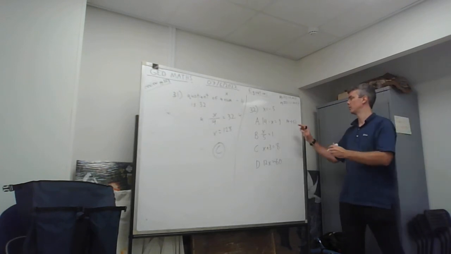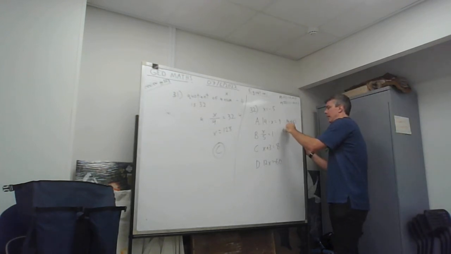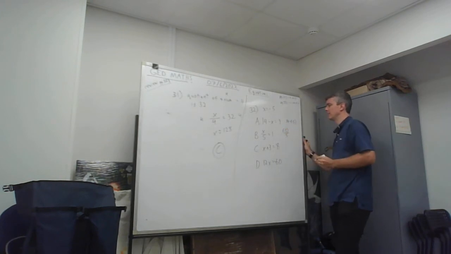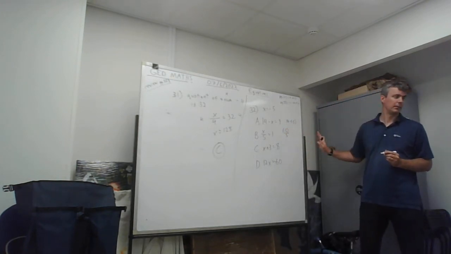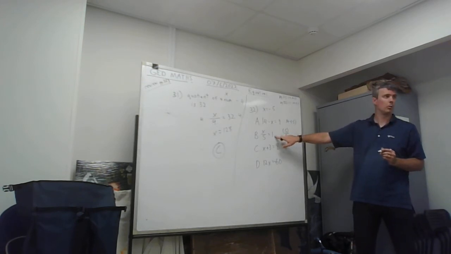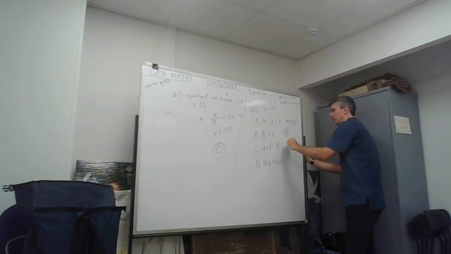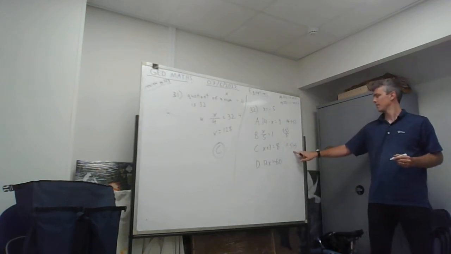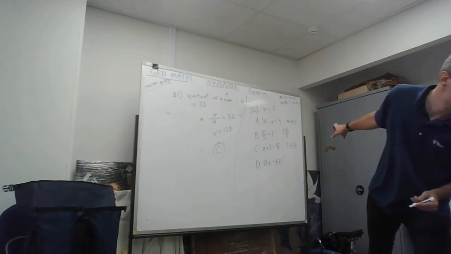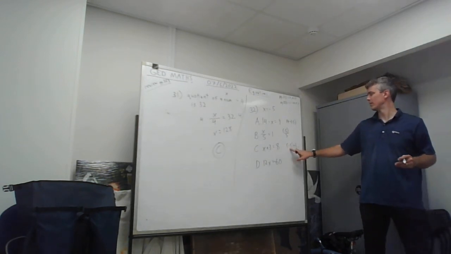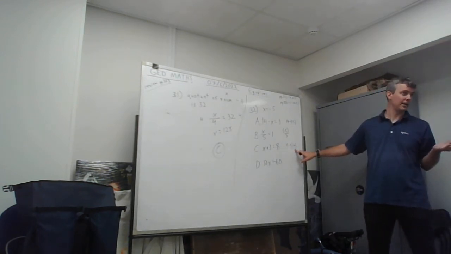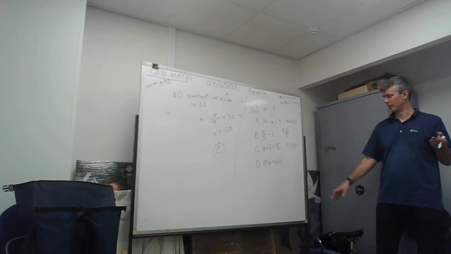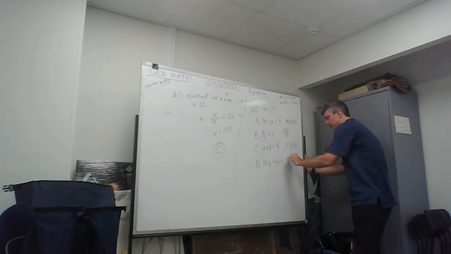Not A. This one is going to be negative 5 divided by 5, that's negative 1, so that's not the one. This one is going to be negative 5 plus 3, which is negative 2, so it's not 8. So it has to be D. But we can check: 12 times minus 5 equals negative 60. So it's this one.